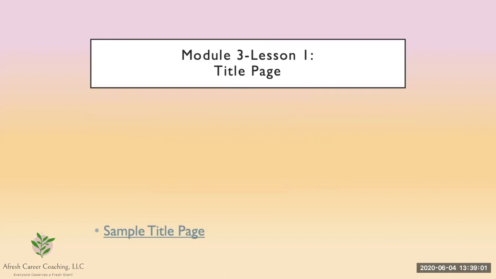Module 3, Lesson 1, the title page. In the title page, you want to include contact information. The contact information of your author, perhaps in the upper left-hand corner of the page, and you'll insert that information for the author, or if there's an agent, for the agent. Include the full name, address, city, state, zip code, and email address. And this goes for the agent as well.